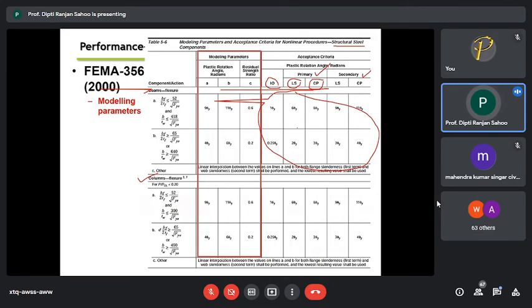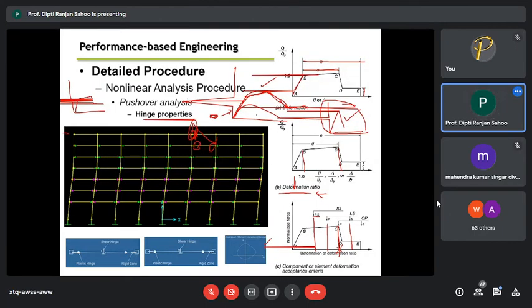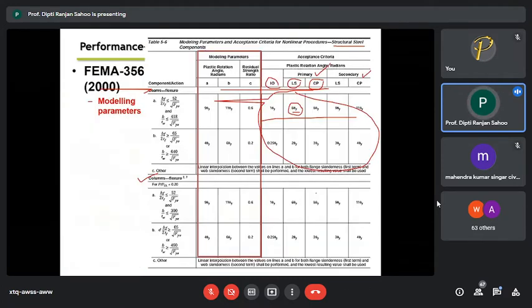One not necessarily should follow this. One can have their own stringent rule. For example, this says that this should be 6 times theta y. I can say no, why 6? My life safety should be limited to 5. So I will design and analyze in such a way that my life safety should be 5 or 6 or whatever it is.